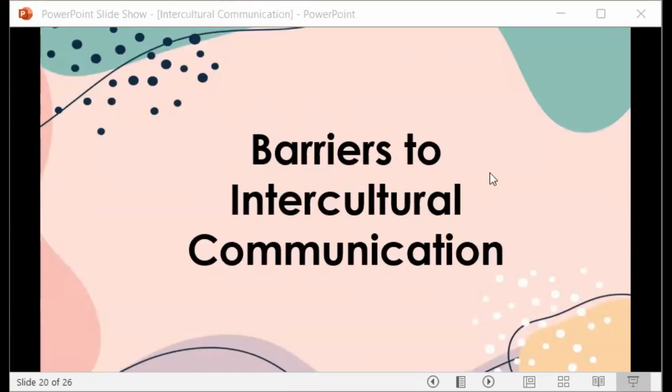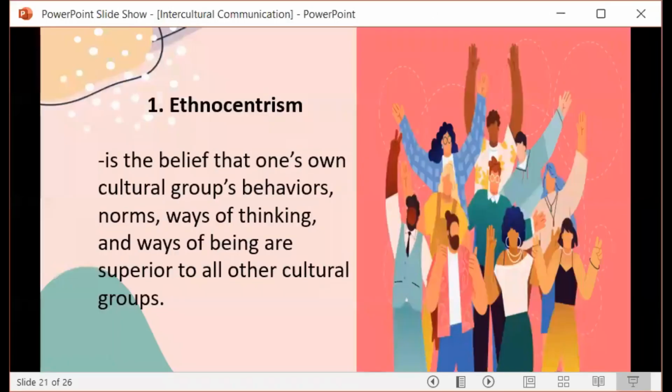The first one is ethnocentrism. Ethnocentrism is the belief that one's own cultural group, whether their behavior, norms, ways of thinking, or ways of being, is superior to other cultural groups. So this mindset is thinking that your culture is superior to the other existing cultures. However, it's not.